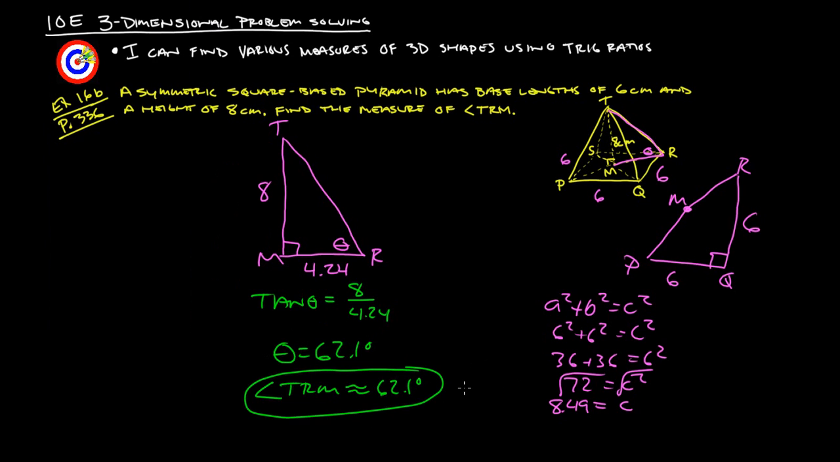All right, so that's all we have for that. If you have any questions, please ask. And again, you should now be able to say that I can find various measures of 3-dimensional shapes using trig ratios. Thanks so much.